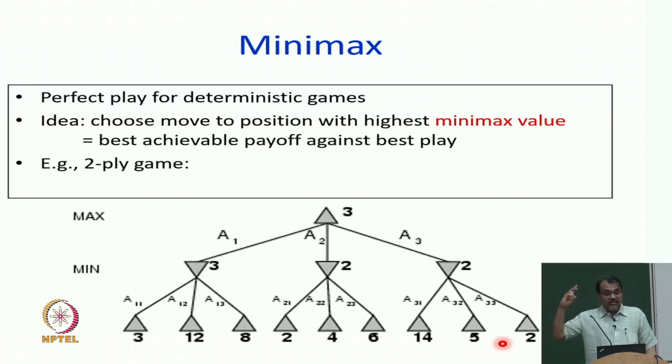Should it take A11, A12 or A13? Here is a dumb question. If I decide to take A1, what should my opponent do? A11. Why? Because my opponent is minimizing, and after they take A11, I will get 3, if they take A12, I will get 12, if they take A13, I will get 8, and they want to minimize my utility function. So, they will always take A11, and so what is my utility?